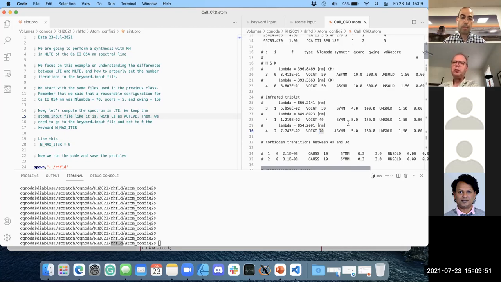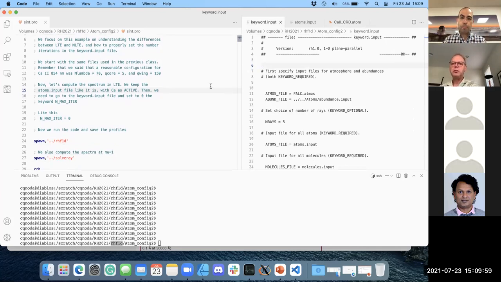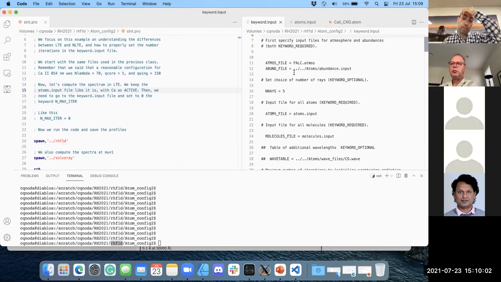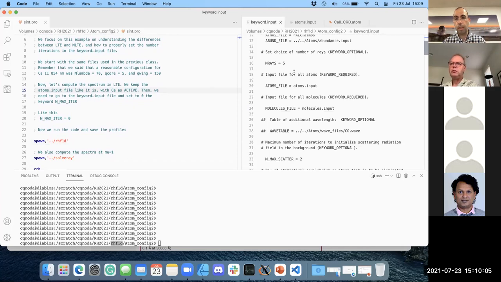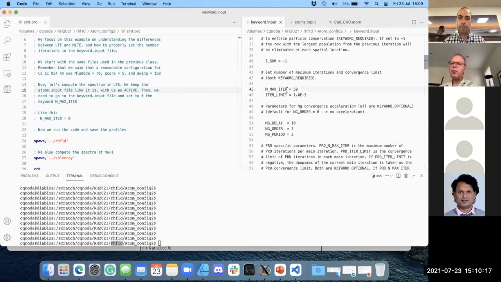So now let's try to understand a bit more about the NLTE problem itself. If we go to the keyword.input, as I said, there are a lot of items that we can fill. So I'm going to try to go through them related with specific cases. In our case now we go until this point, that is the maximum number of iterations that we want to use and the iteration limit that we want to define. As I said here, let's start with something that we can call LTE. So then we just put 0 here.